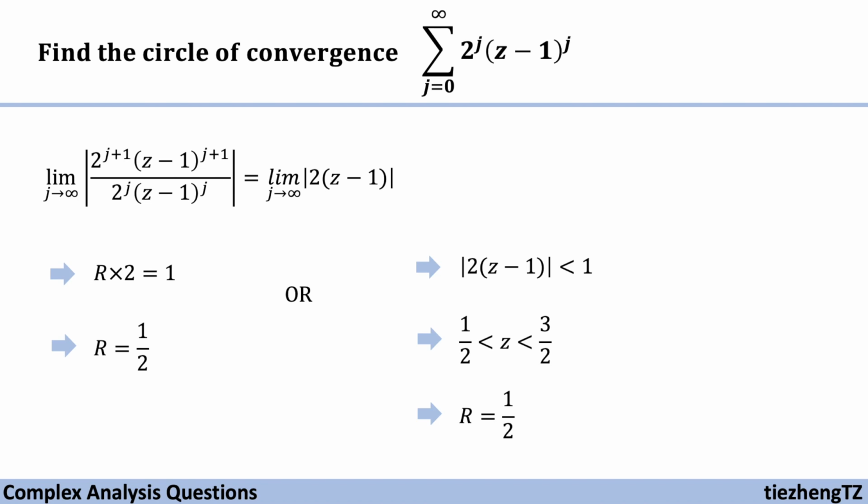So using two methods, we get the same result. And this is the circle of convergence for this given function.